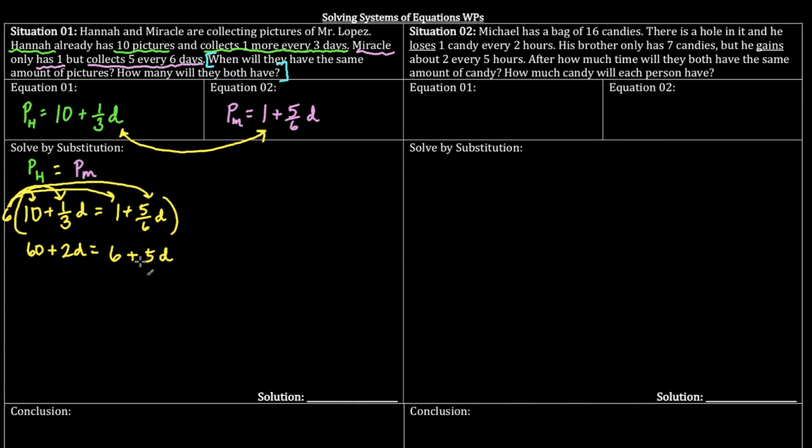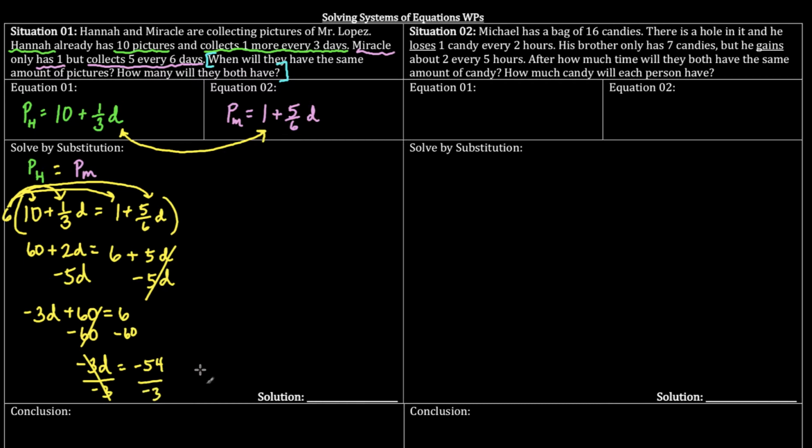Okay, now right here we can solve for D. So minus 5D on both sides, and I get negative 3D plus 60 equals 6. Wait, negative 3D plus 6D equals 6, the 6 that's over here. Now let's subtract 60. So we get negative 3D equals 6 minus 60, which is negative 54. And I divide by negative 3.